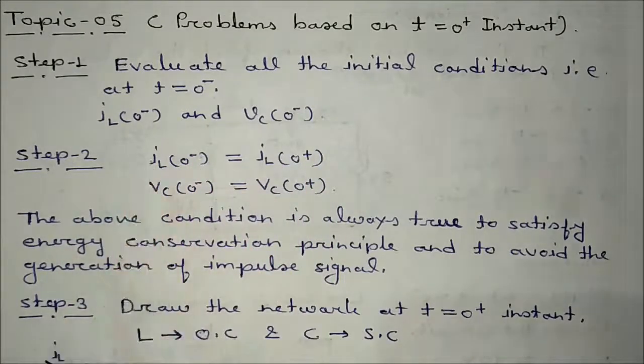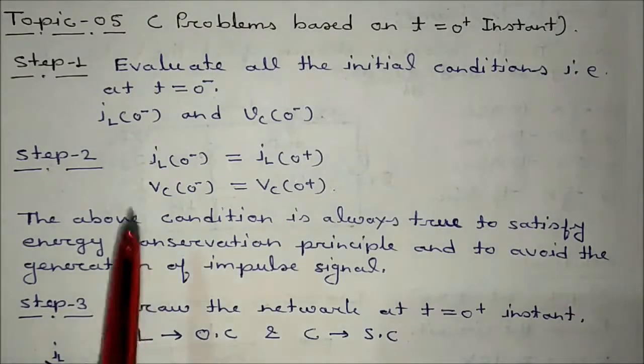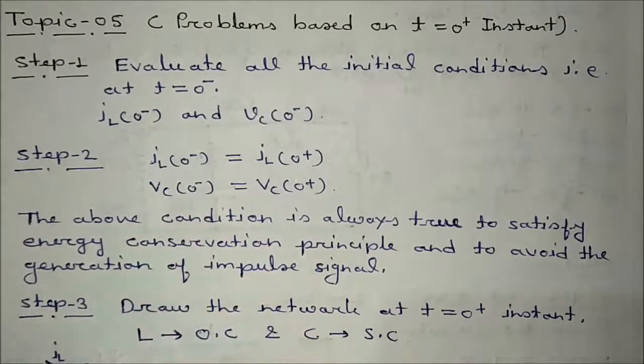IL0 minus, why this IL0 minus is exactly equal to IL0 plus. If you do not follow this, then what will happen? The energy conservation principle will not satisfy. Whatever the energy you will get at T is equal to 0 plus, that will be infinite, and in a practical system that is not a feasible thing that you can get a energy infinite. Can you get the value of energy infinite? No, that's not possible. So it is impractical thing. That's why we are saying IL0 minus is always equal to IL0 plus, and VC0 minus is exactly equal to VC0 plus condition. Now the step 3 is what?